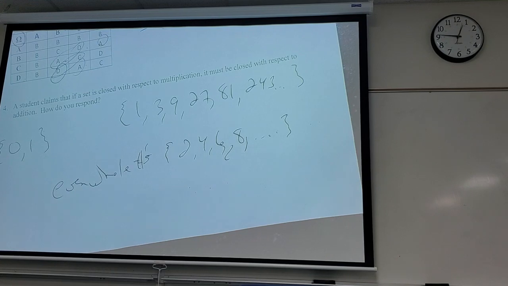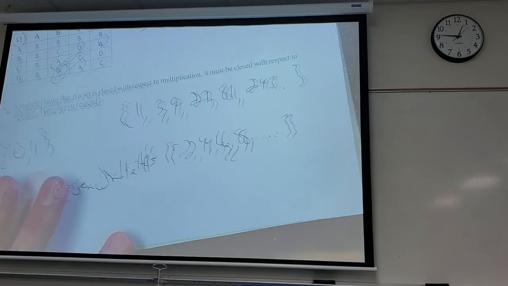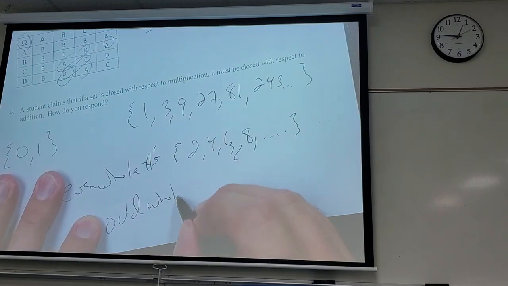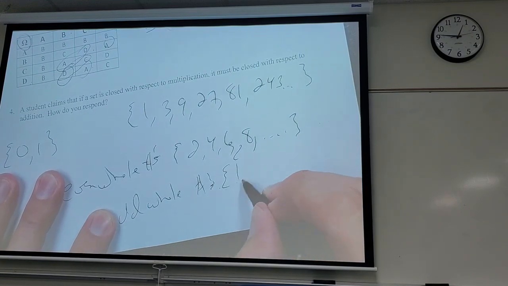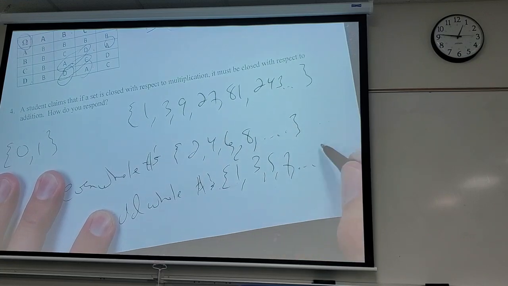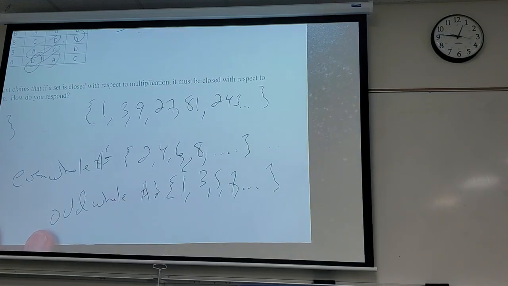Now what about odd numbers? 1, 3, 5, 7, and so on. Is that closed under addition? Hell no. Immediately no, right? And of course, the reason that one is and the other one isn't is if I take any 2, that's already a factor of 2. So the odd numbers are screwed.